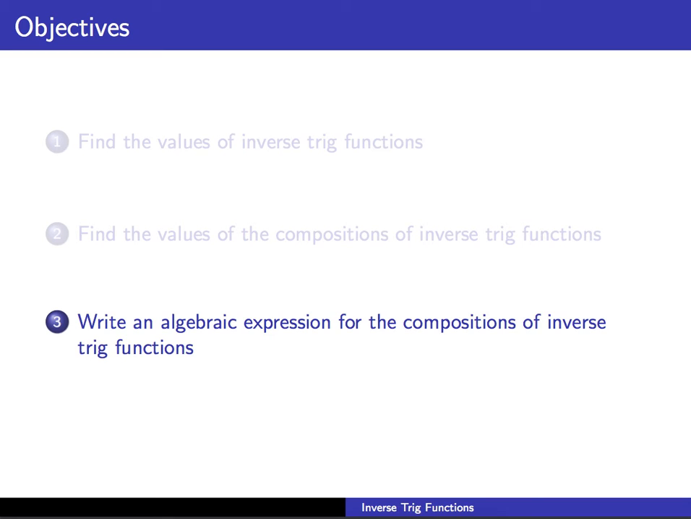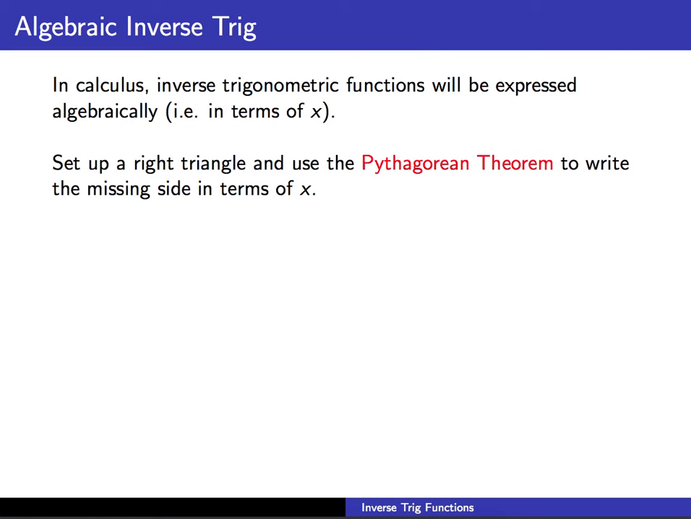Alright, in this video we're going to take a look at writing algebraic expressions for the compositions of inverse trig functions. So in calculus, inverse trig functions are going to be expressed algebraically, in other words, in terms of x. Like we did in the previous video, we're going to set up a right triangle and use the Pythagorean theorem to write the missing side in terms of x. So we won't be creating any brand new lengths. All of our answers are going to have x's in them.